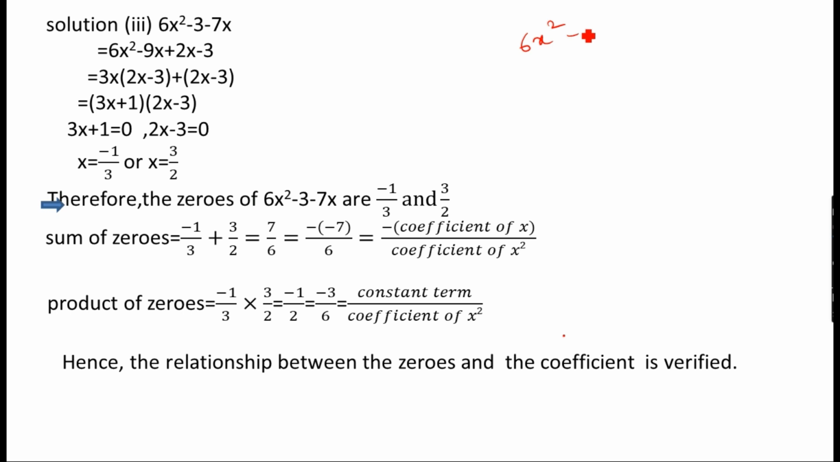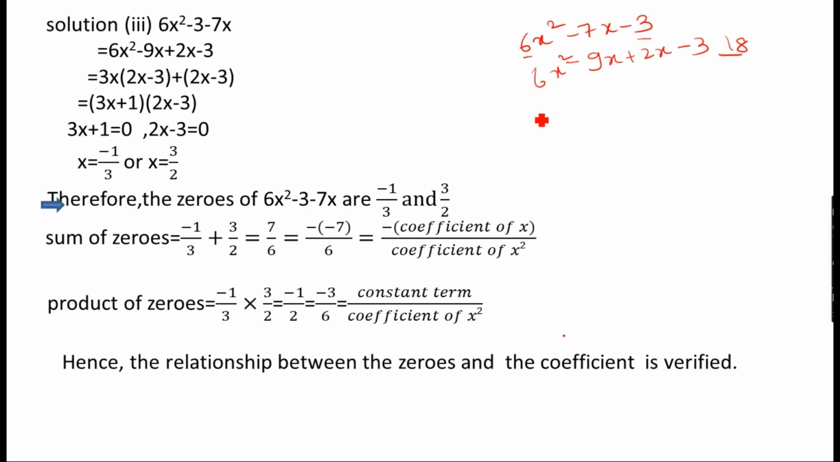6x square minus 7x minus 3. 6 times 3 is 18. You can write 18 as 9 times 2. You can write minus 7x as minus 9x plus 2x, and write 3 and 6x as they are.